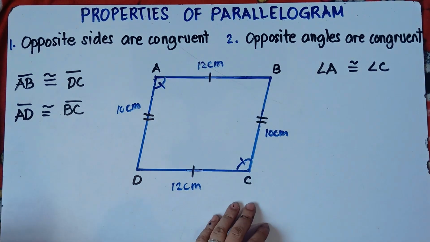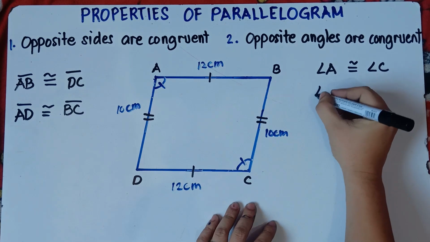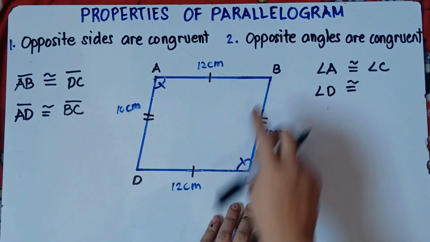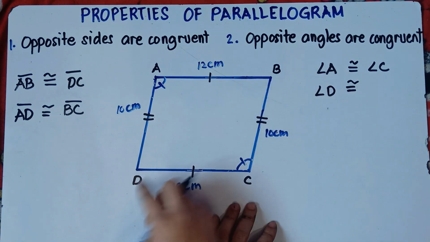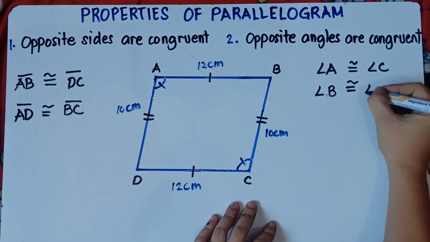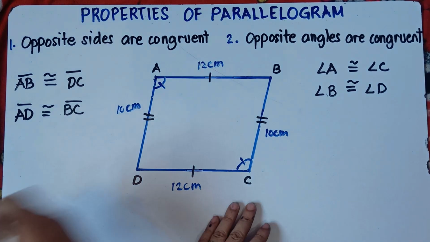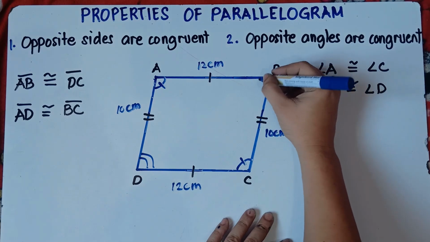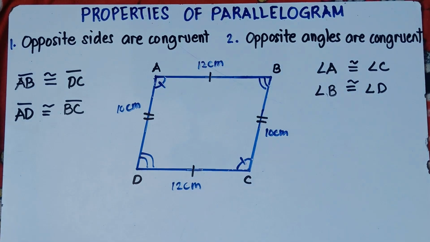Alright, and we can also say that angle D is congruent to angle B, or angle B is congruent to angle D. So, let's just write angle B is congruent to angle D. So this angle is congruent to this angle. Alright, so let's give an example.